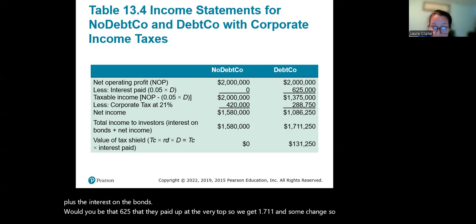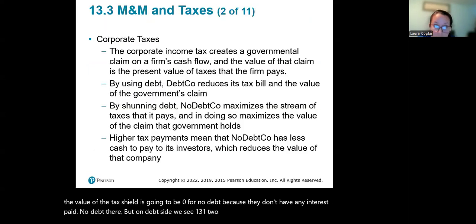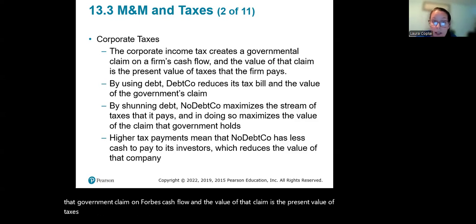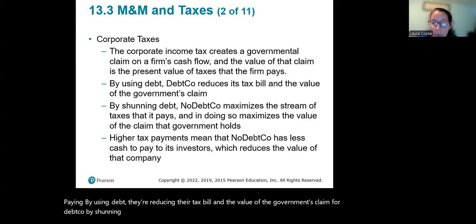So the value of the tax shield is going to be 0 for NoDebtCo because they don't have any interest paid, no debt there. But on the DebtCo side, we see 131,250. So the corporate income tax creates that government claim on firms' cash flow, and the value of that claim is the present value of taxes that the firm is paying. By using debt, they're reducing their tax bill and the value of the government's claim for DebtCo. By shunning debt, NoDebtCo maximizes the stream of taxes that it pays, and in doing so, it maximizes the value of the claim that the government holds on them.